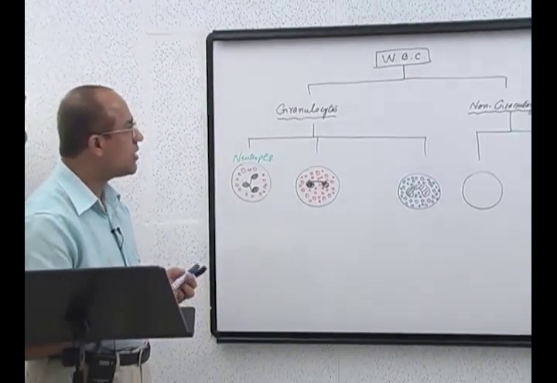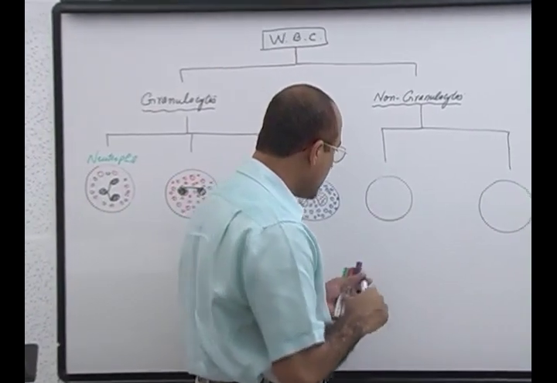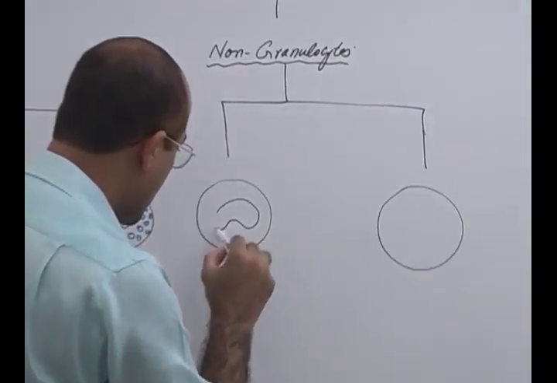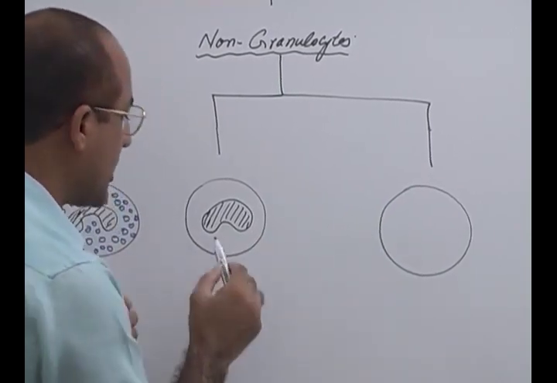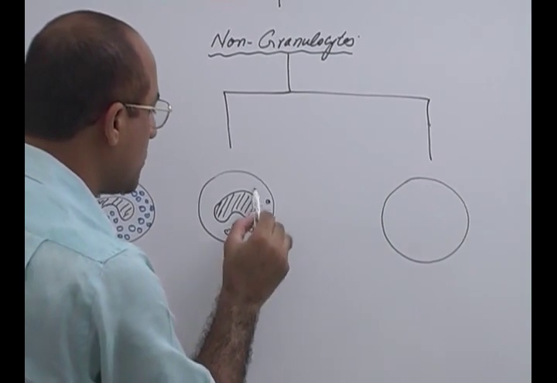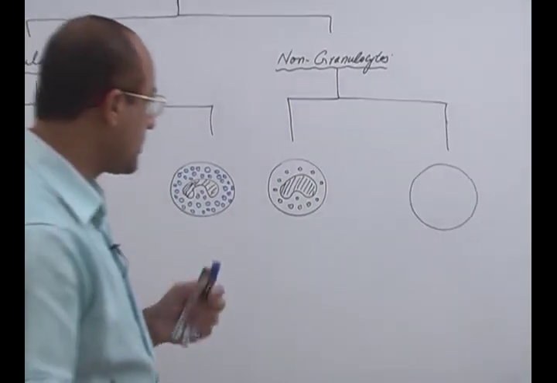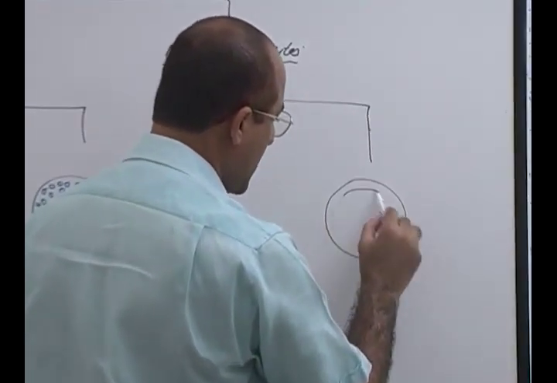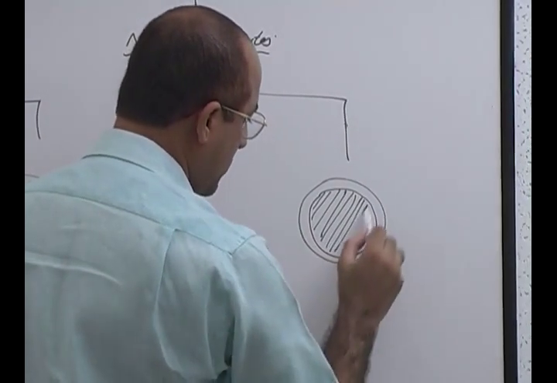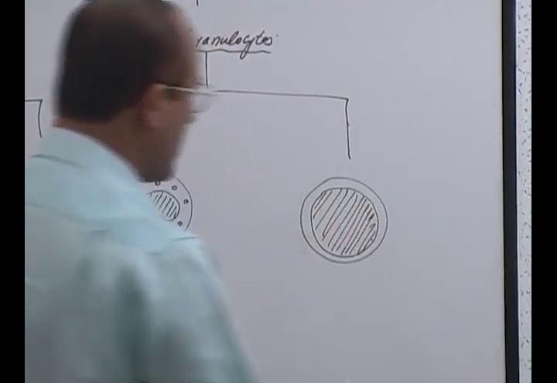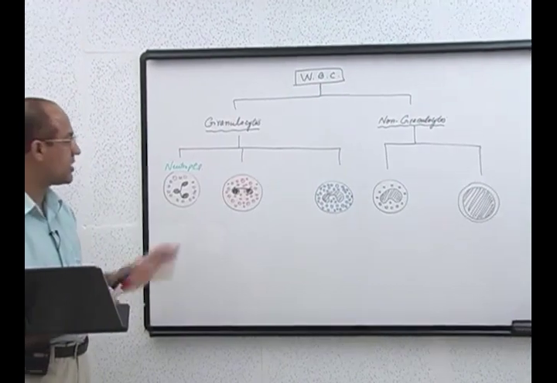Then we have non-granulocytes or agranulocytes. Classically, you must first know the monocyte. Monocytes have granules, but these are non-specific granules, like lysosomes. Then there are lymphocytes, which have a very large nucleus and very little cytoplasm. This is a very specific way to recognize lymphocytes. As a good doctor, you must be able to recognize these cells just by their simple structure.